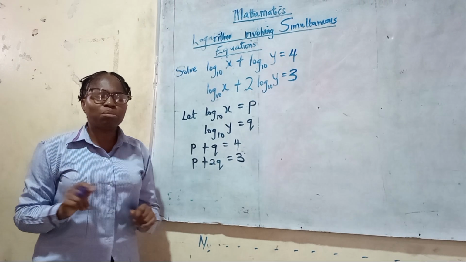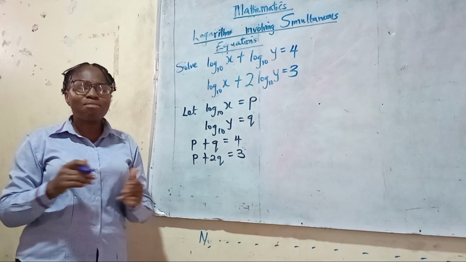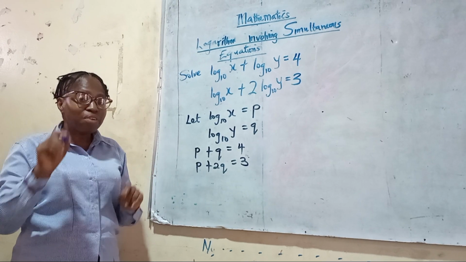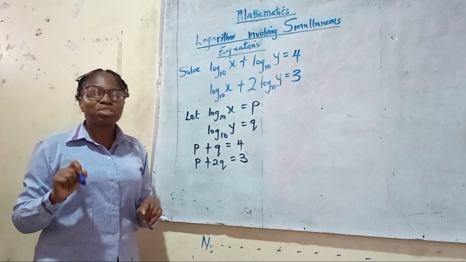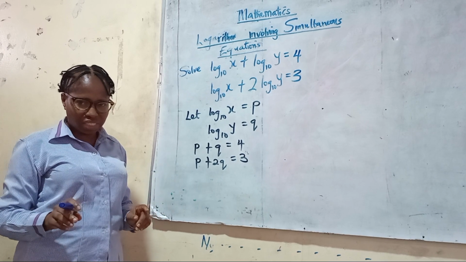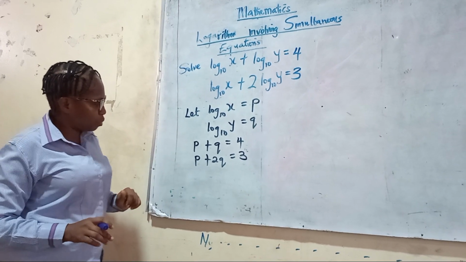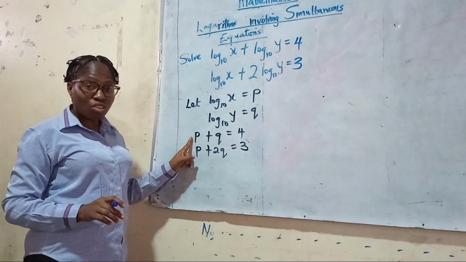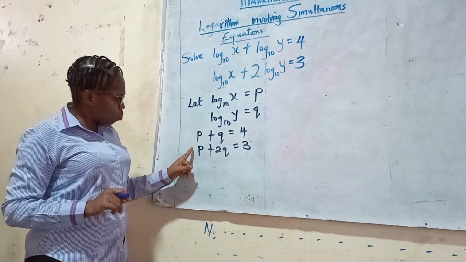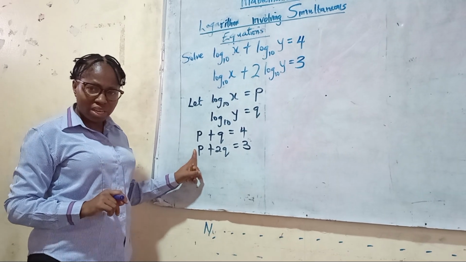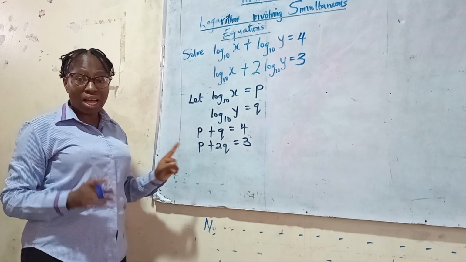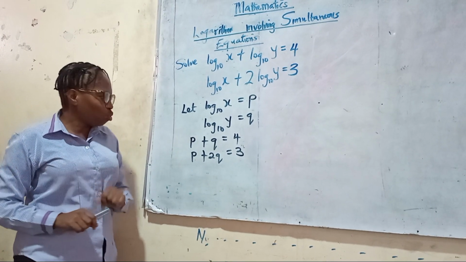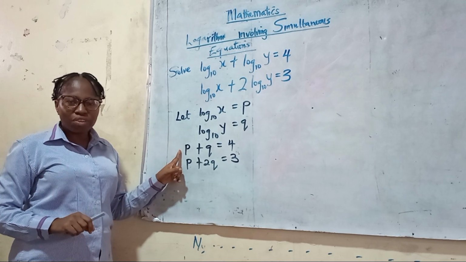When you want to use the elimination method, there are rules guiding it. Number one is that the variable you want to eliminate must have the same coefficients. Now, let's look at the board. We have p and q. When we check p, the coefficient of p here is 1. The coefficient of the second p also is 1. So their coefficients are the same. That is rule 1.